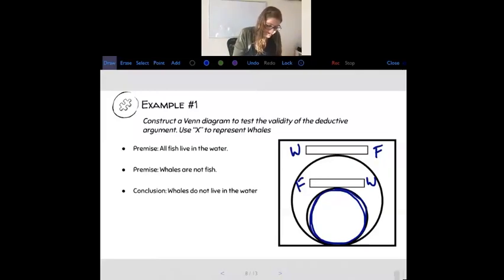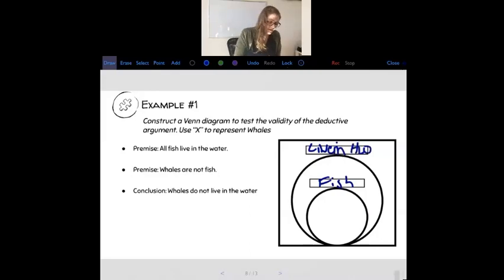The other one, I should have done it in a different color. Let's use green. This would say anything that lives in water is a fish. Okay, our premise number one is talking about the first, all fish live in water. So let me erase this. This would be fish and live in water.